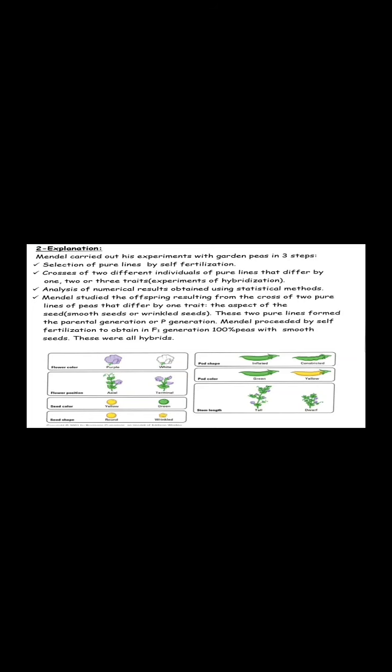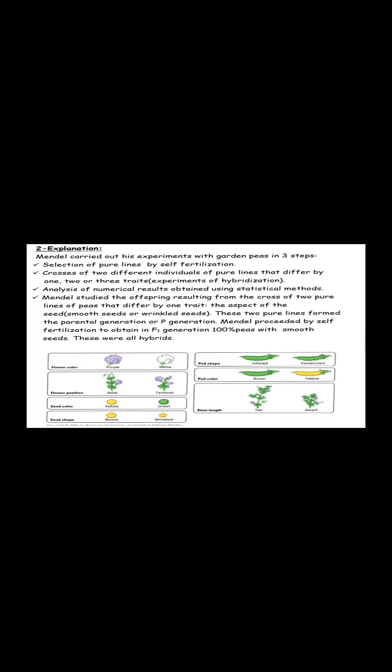So grade 9, I'm going to repeat and explain again Mendel's work about the garden peas and his experiment that led to the discovery of genetics and the transmission of hereditary characteristics. Mendel carried out his experiment with garden peas in 3 steps. What did Mendel do? First, he selected pure lines by self-fertilization.